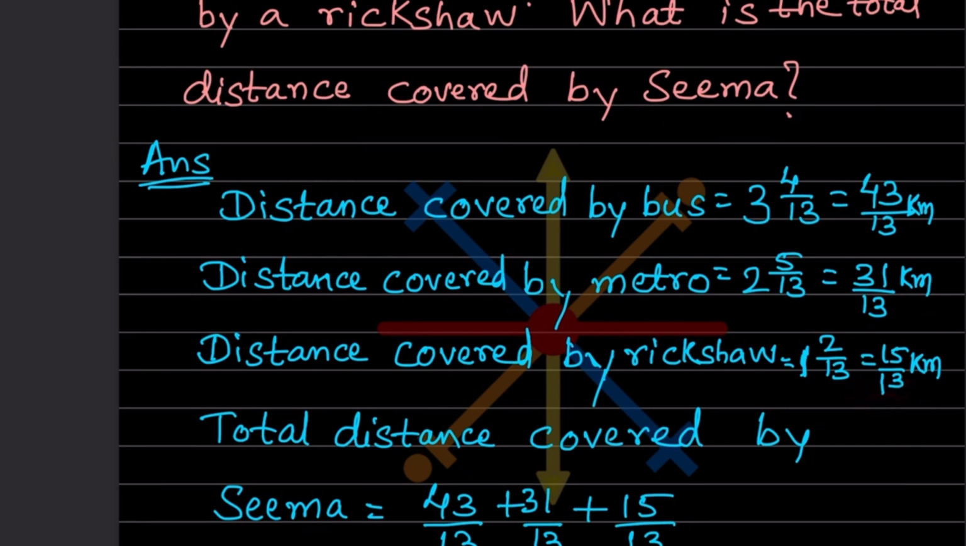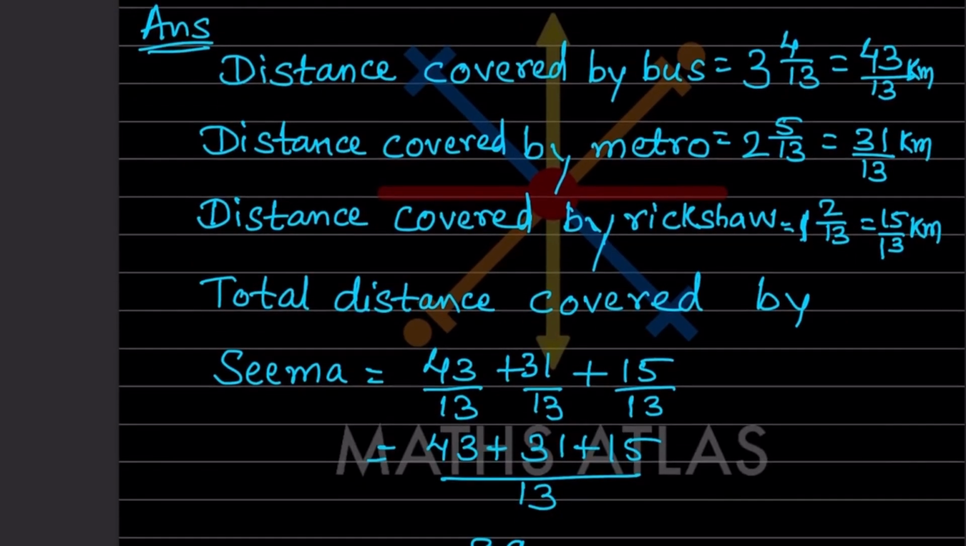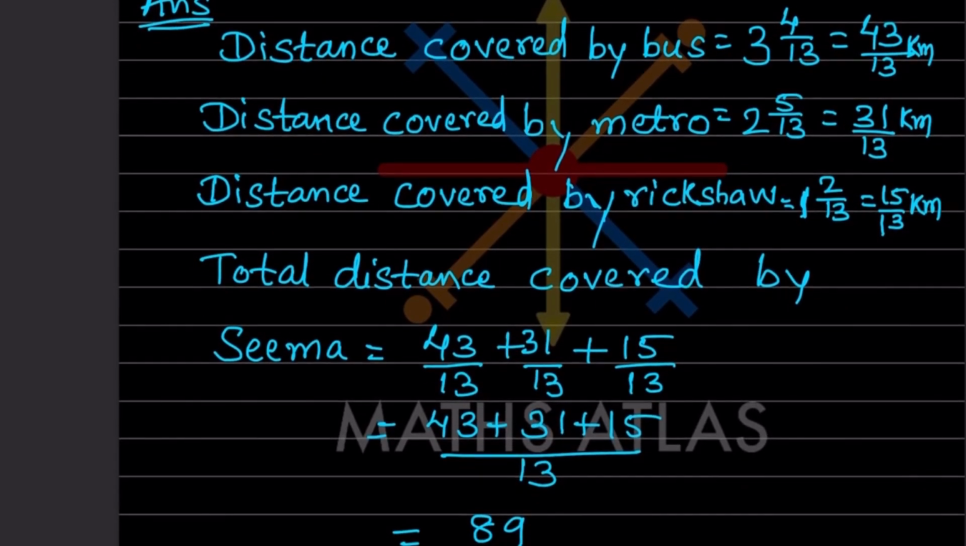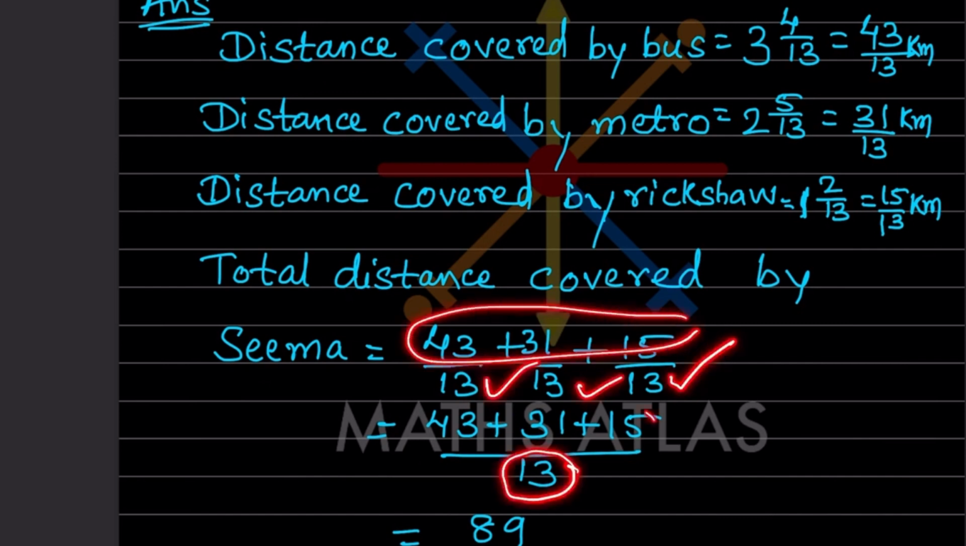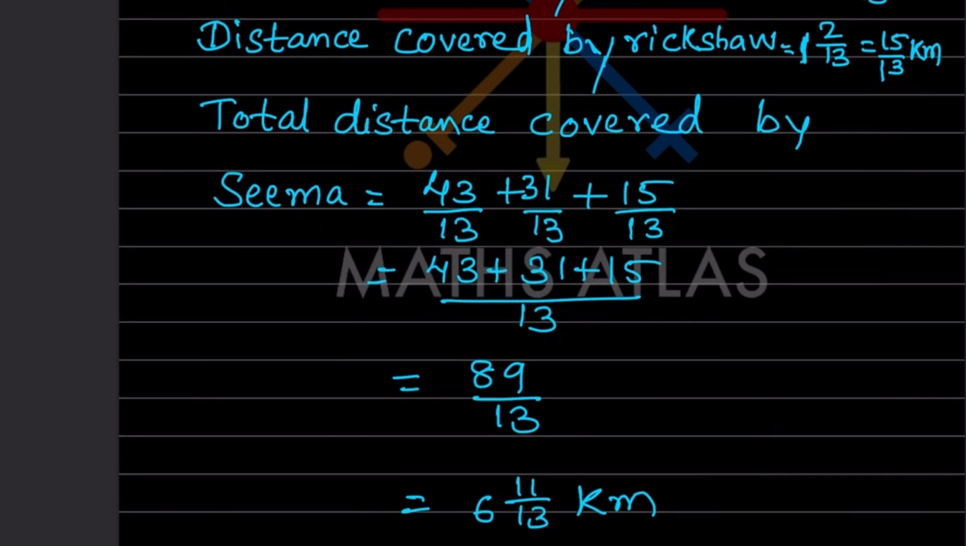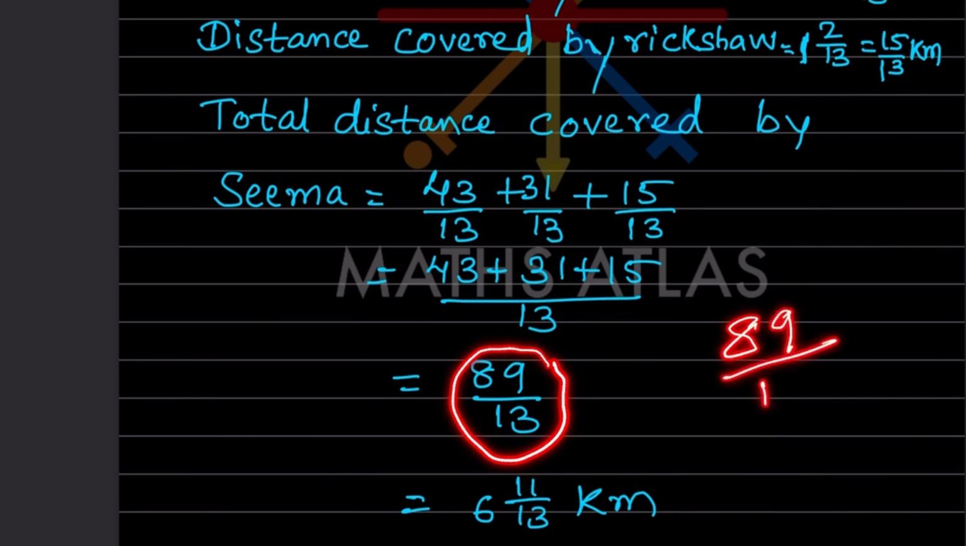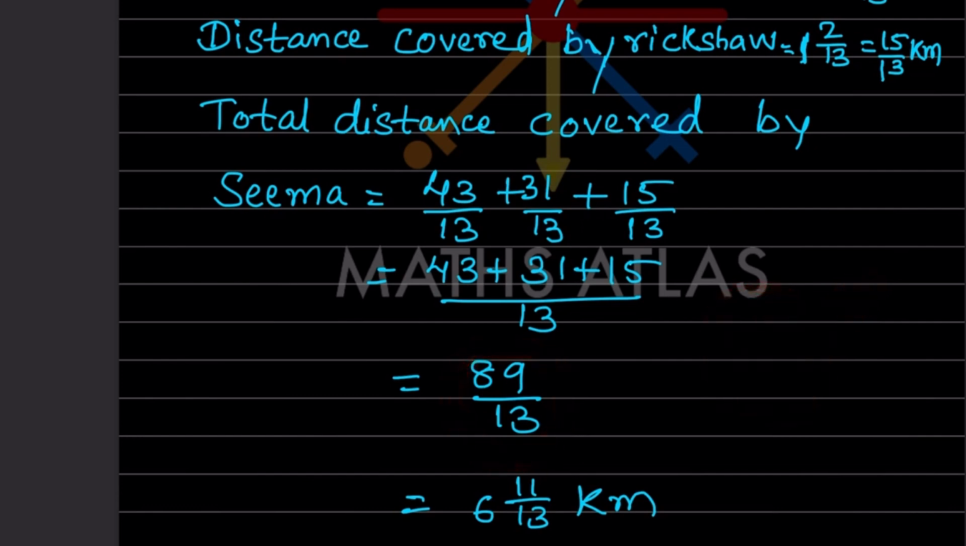So what we have to do, these all three we have to add because they have asked us the total distance. So total distance covered by Seema, these all three you will add. Now what you can see over here, all the denominators are same. So you are going to write it as it is and this is the numerator, you are going to add it. So what do you get here? 89 by 13. Now what you can see is, as I said earlier, the improper fraction, the numerator is bigger. So whenever you have an improper fraction, you have to convert it into mixed fraction.